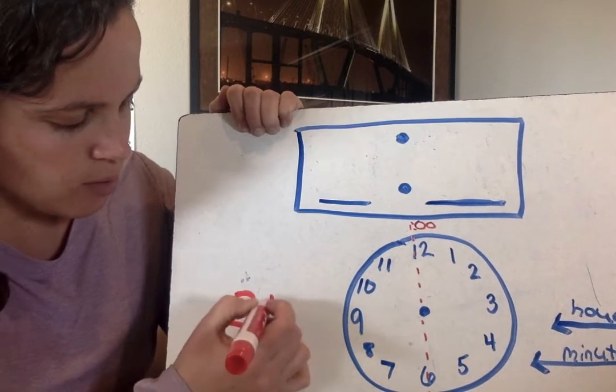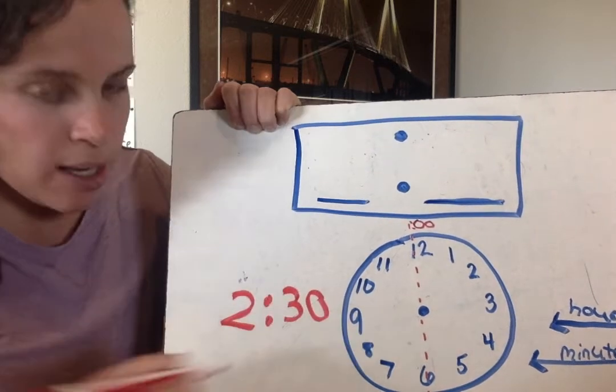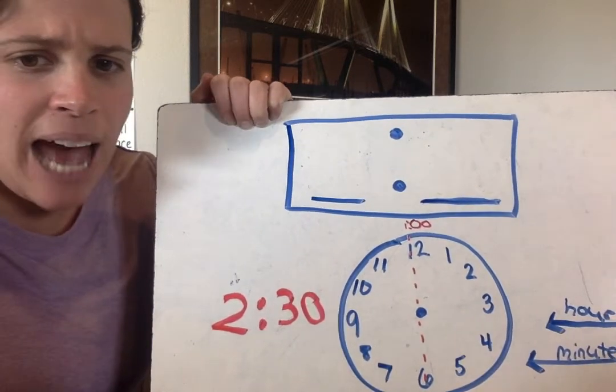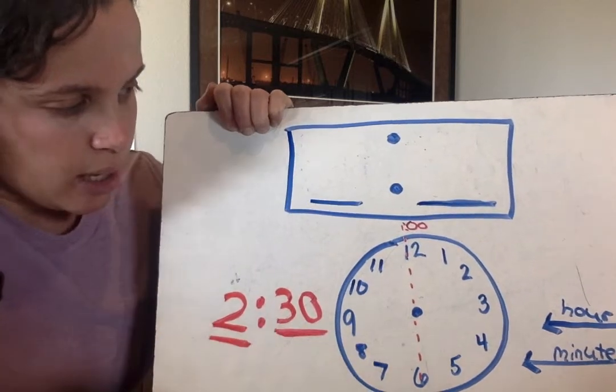At the time we get ready to go to special, 2:30. Okay? Well, the hour is 2, and the minutes is 30.